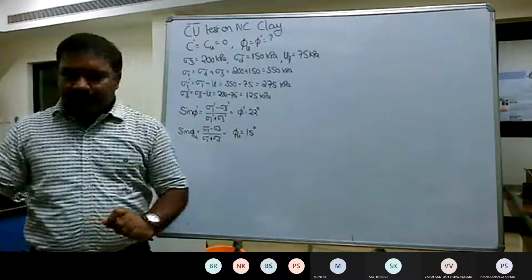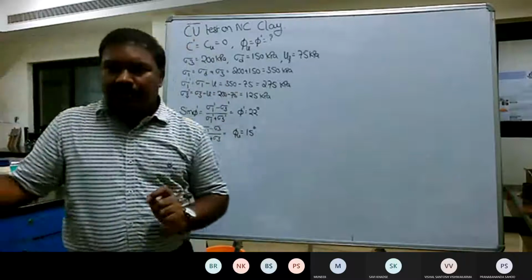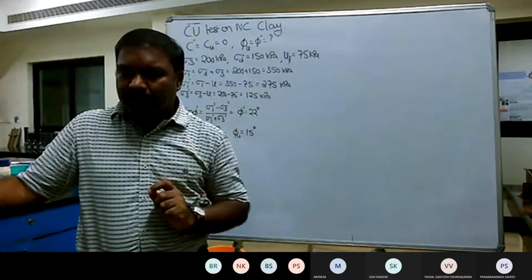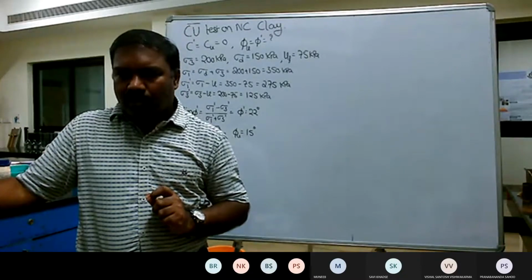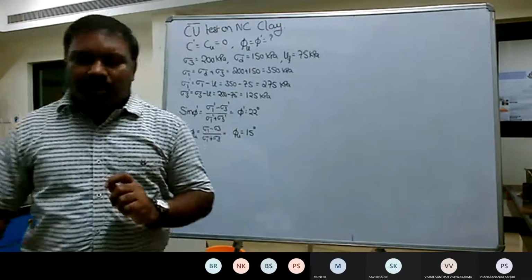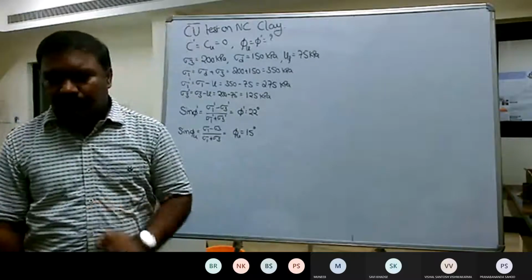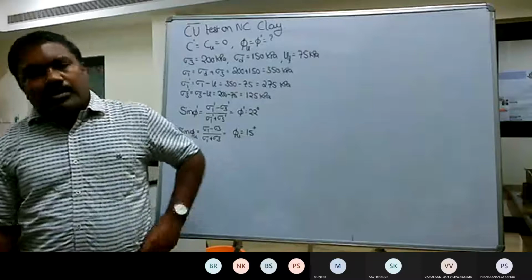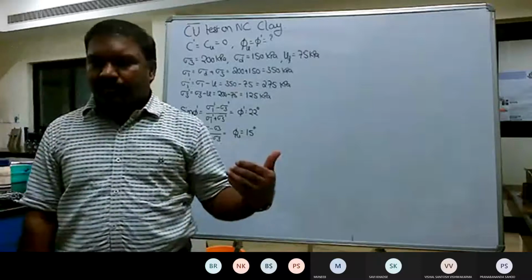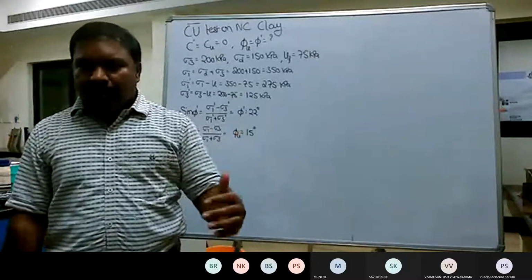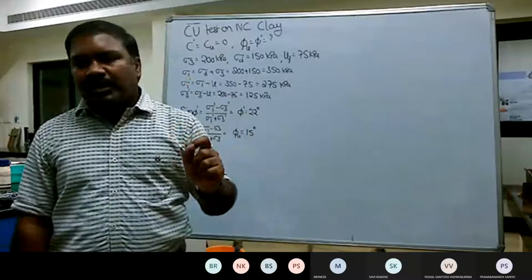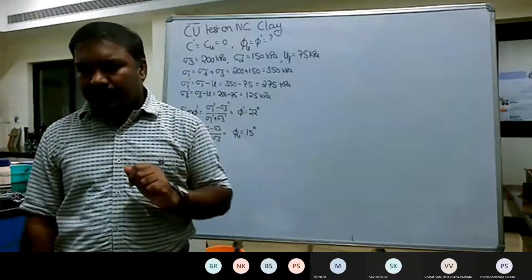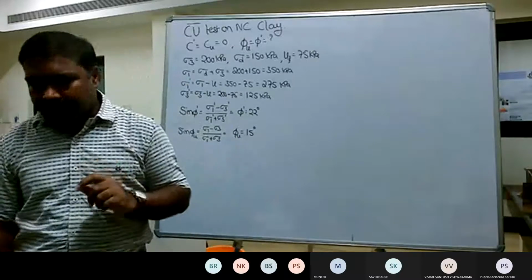Okay. See, try to understand. Now, consolidated drained test. During the consolidation, what is happening inside the soil sample? Dissipation of the pore pressure by expelling out the water. So consequently, there is a volume change. When there is a volume change, in the form of a dissipation of the pore pressure, the particles are getting rearranged during the consolidation. So that's what you understood from the theory of the consolidation.